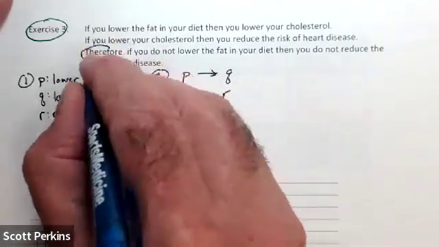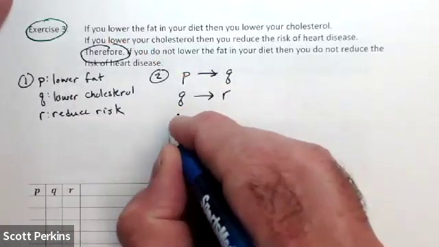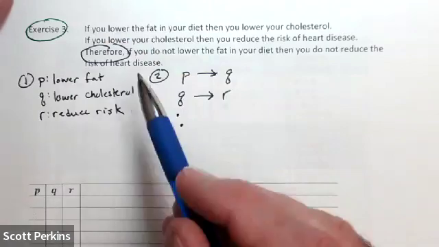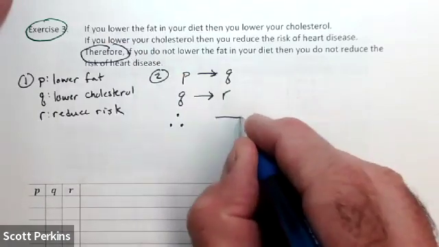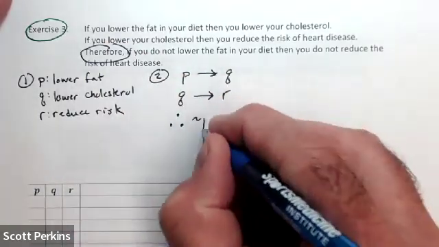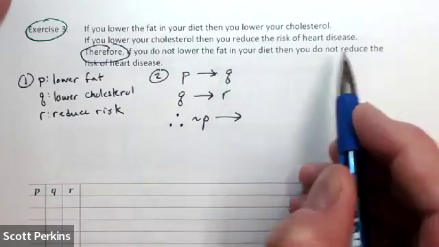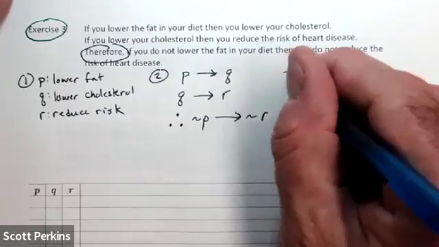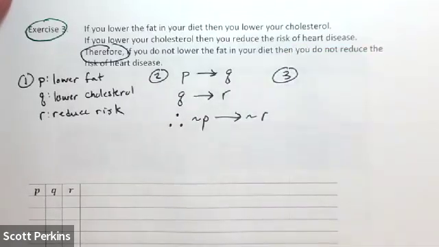Then we have the word therefore, and I told you there was a cute math symbol for therefore. It's the 3 dots in a triangular pattern. And then the last one is another if-then statement. This says if you do not lower the fat, so that is squiggly P, then you do not reduce the risk, then squiggly R. We want to know, is that what logically follows from the 2 premises? Then there's one more step before I do the truth table to determine if this argument is valid or not. What was the third step that we do?